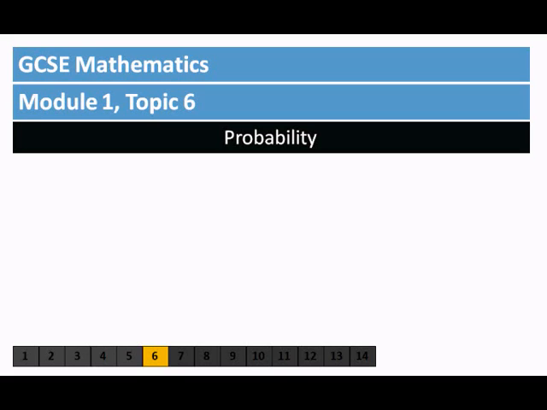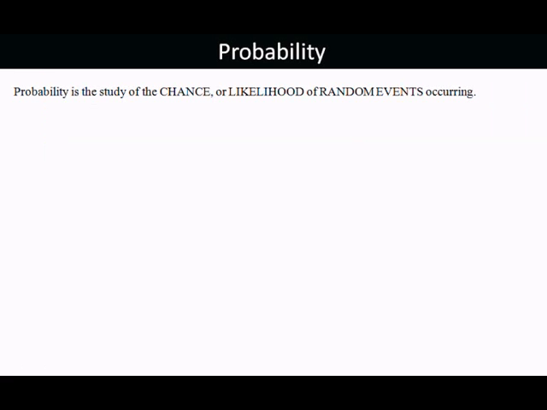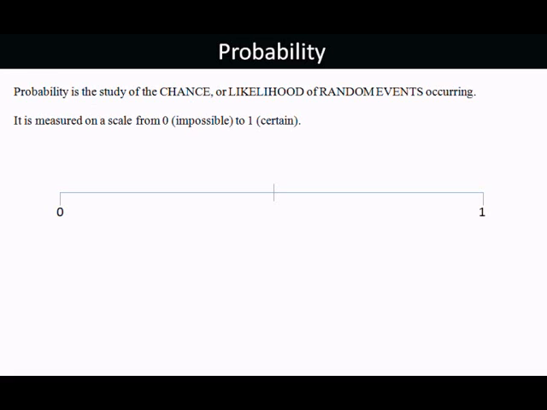Okay, the next topic in GCSE is probability, the study of the chance or likelihood of random events occurring. Now it's on a scale from 0 to 1, where the bottom of the scale is impossible. For example, suddenly growing feathers and being able to fly, chance of that is 0. Up to 1, which is something that's certain.